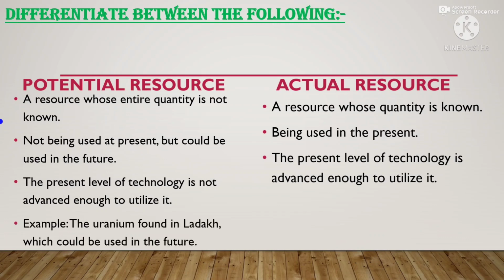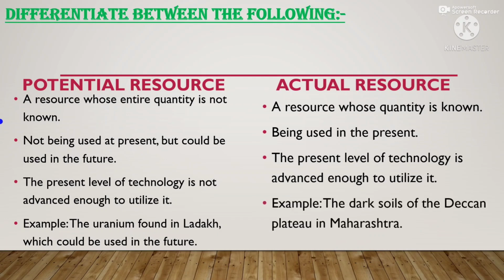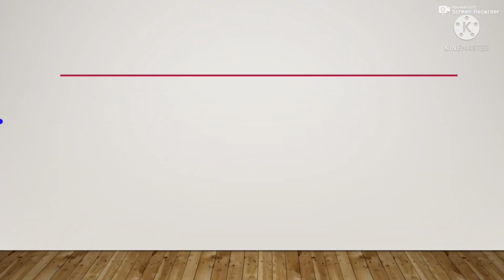Then example of potential resource, the uranium found in Ladakh, which could be used in the future. Now this is a potential resource. In the future, maybe it can be converted into actual resource. The dark soils of the Deccan Plateau in Maharashtra is an example of actual resource.